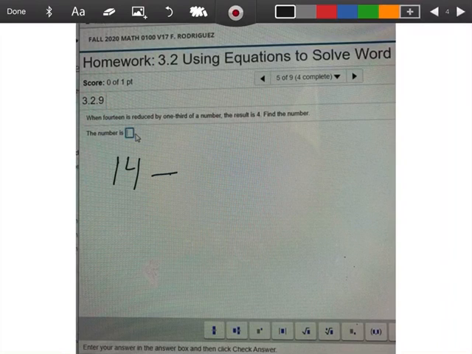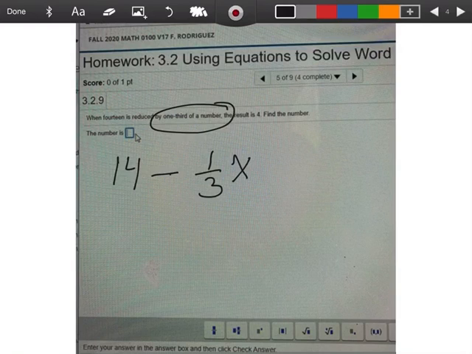Okay, reducing it means we're going to subtract. We're going to subtract 1/3 of a number. So 1/3 of a number would be 1/3 x. And then the result is 4. So that means equals 4.